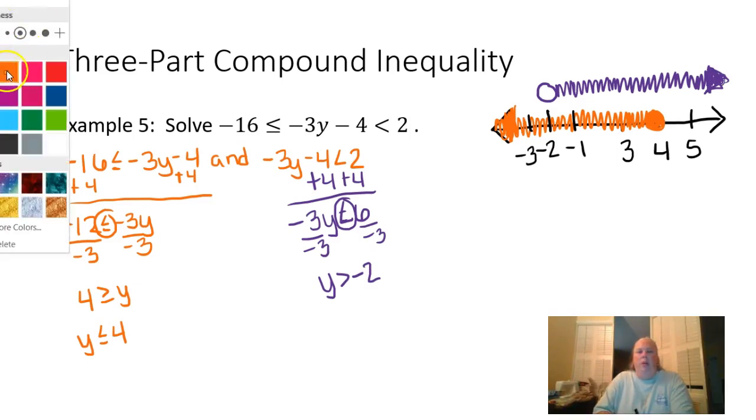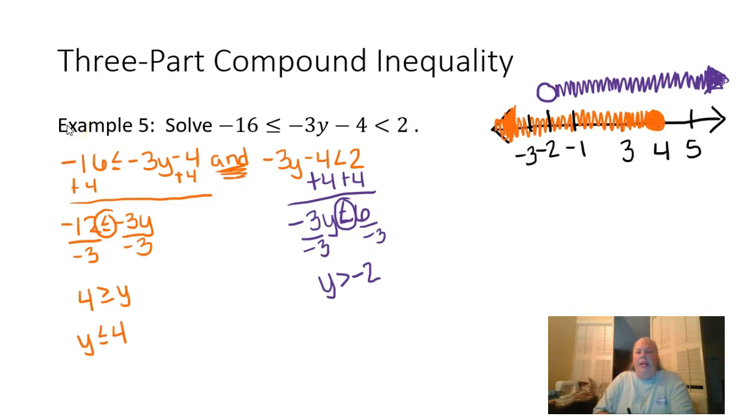Remember, for these problems that are connected by the word "and," we want to know where the two graphs overlap each other. Where on the number line do I see two graphs? Well, starting back here, I've got purple graph, purple graph, purple graph, purple graph. Oh, here's some orange. So we got orange and purple, orange and purple, up to this point, and then it's just orange. So the two graphs overlap one another between here and here.